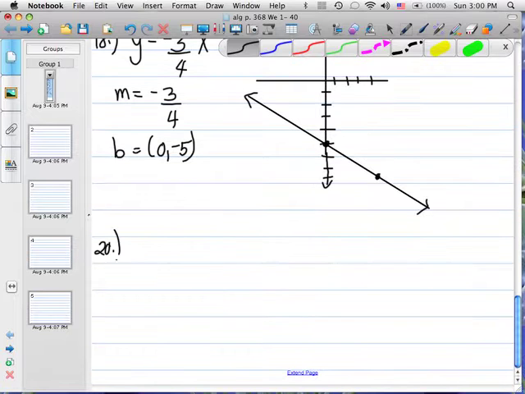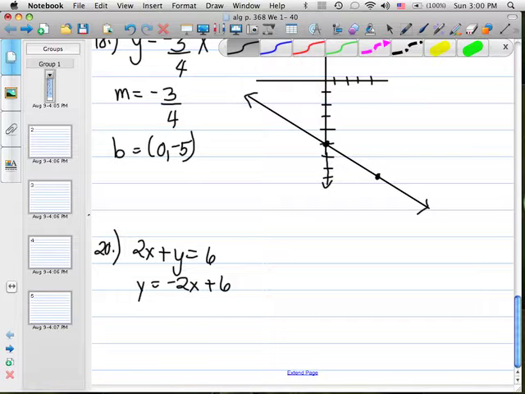Number 20, we have 2x plus y equals 6. This is not in slope-intercept form, so we'll get it there. We want y by itself on this side. We're going to subtract 2x from both sides, so that makes y equals -2x plus 6. We want to get it in the form y equals mx plus b, and it is now. So our slope is -2, or -2/1, and our intercept is 0, 6.